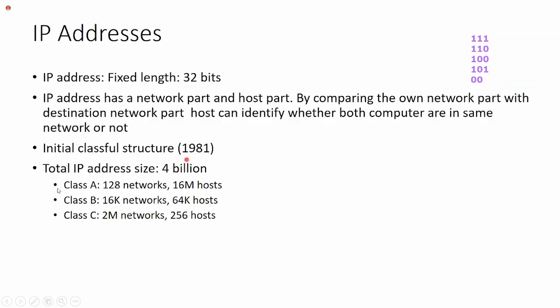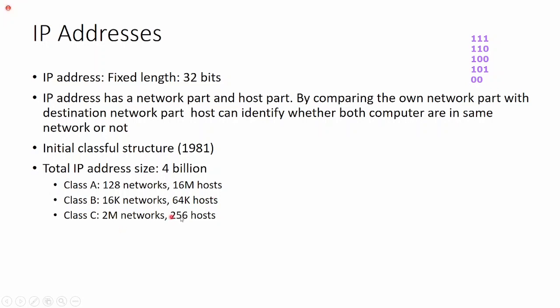So basically the idea is, in class A, you can define a smaller number of networks, but in that network you can go up to 16 million hosts, right? In one network, you can define 16 million host IDs, which means these are used for very large networks, right? Class B, we can have about 16,000 different network IDs and 64,000 hosts, right? So medium-sized networks usually have class B type of addresses.